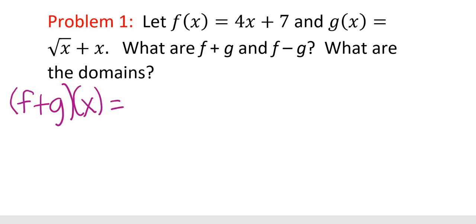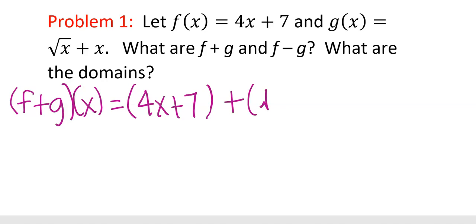Okay, so f is listed first, so I'm going to write that one first. 4x plus 7. The book throws this in parentheses. You don't need them. They're just keeping track of which function is which. And we're going to add the g of x function to it. Again, you don't need the parentheses because all we're doing is adding. And then if there are any like terms, we're going to put them together.